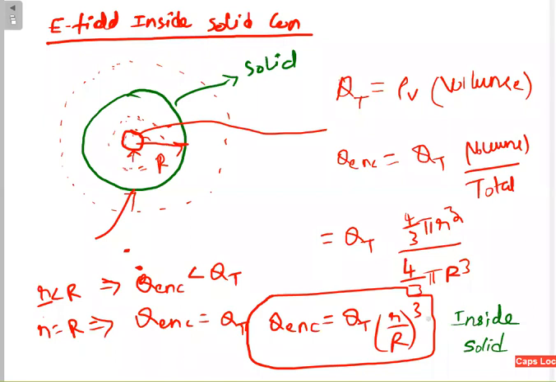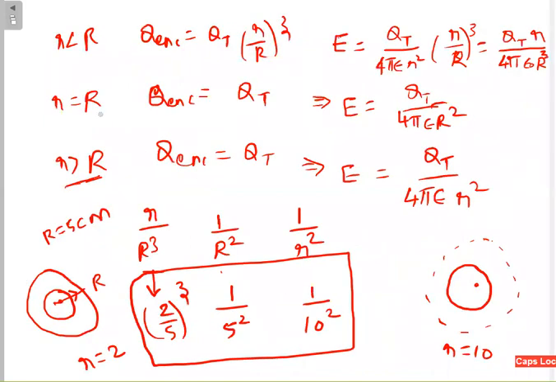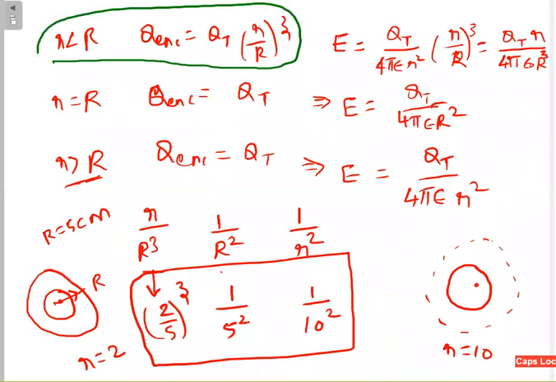Just outside the solid, you have to use Q equal to just Q total. Anyway, that is available in the next slide. Inside the solid only you use this one, because as your small r increases, your charge contribution increases, so the electric field increases. But if you are exactly at the edge, you have to use the other one.